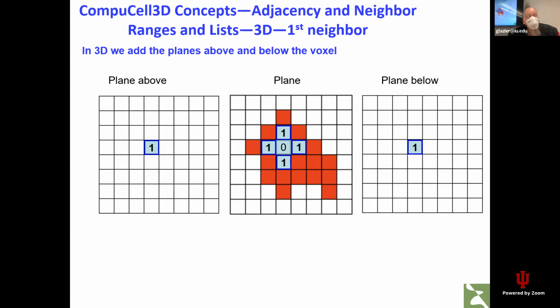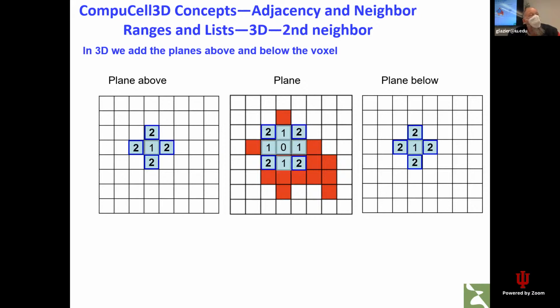So here's the 3D case. The nearest neighbor gives us one plane above and one plane below, so it has 2 more neighbors that we have to worry about. If we go to second neighbors, we get the diagonal ones in the plane we're in, but we get 4 and 4 in the top and bottom plane. So we actually have 12 second neighbors.